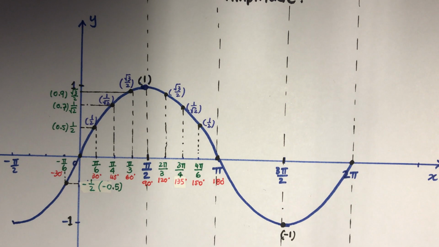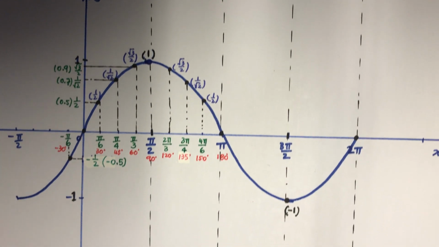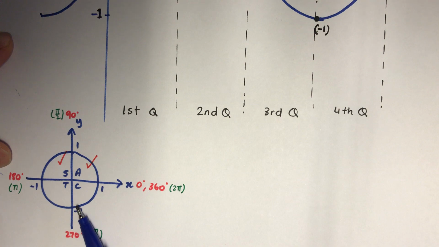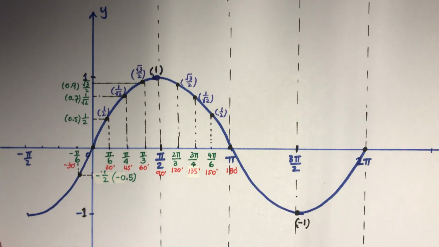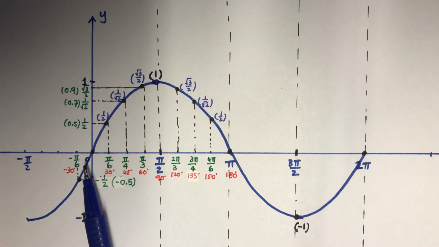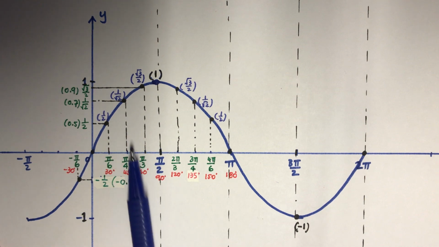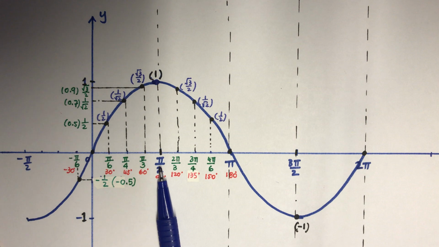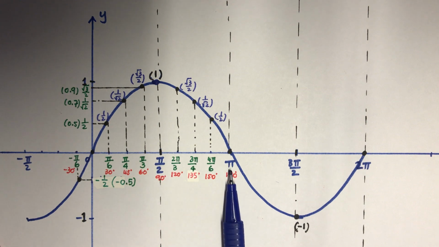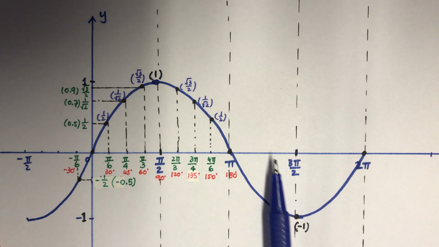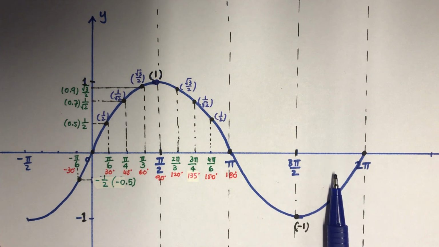Now we can actually see this in a unit circle. This first part from 0 to pi over 2 is your first quadrant. Pi over 2 to pi is the second quadrant, pi to 3 pi over 2 is the third, and then that's the fourth quadrant.